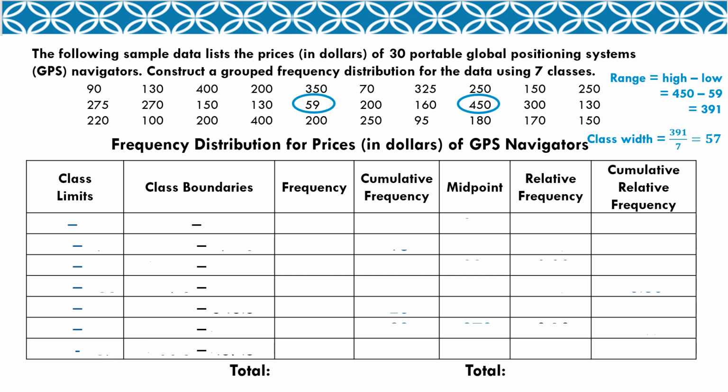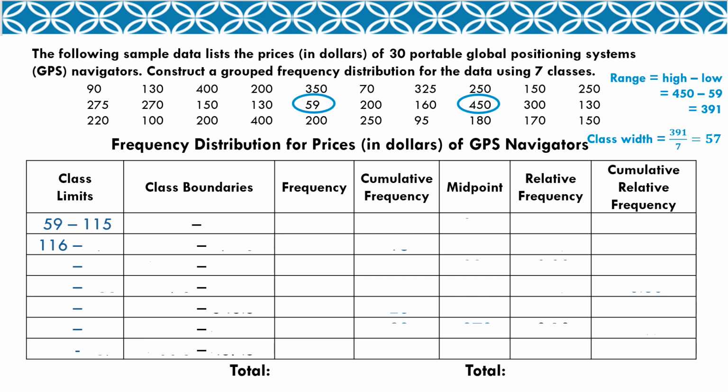The information said the following sample data lists the prices in dollars of 30 portable global positioning systems, GPS navigators. Construct a group frequency distribution for the data using 7 classes. We start our frequency distribution with our lowest data value. We will add the class width to it to get the next lower class limit. Go back one from there to get the upper class limit for that first class.